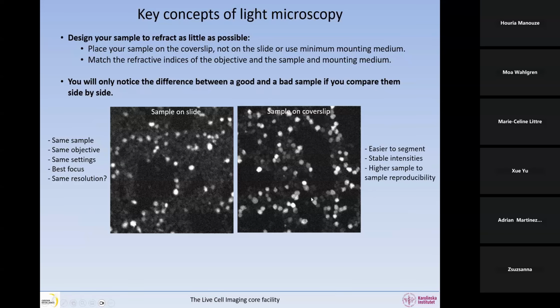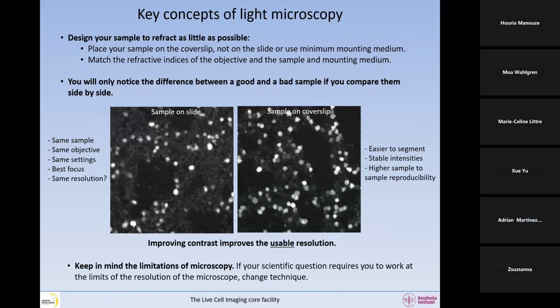Okay, so this is easier to segment. We have more stable intensity, so less fluctuation, and we have a higher sample-to-sample reproducibility with this. So improve contrast. If you improve the contrast here, you actually improve the usable resolution in this case. So it's easier to segment.